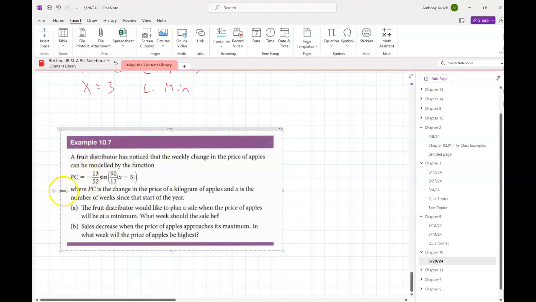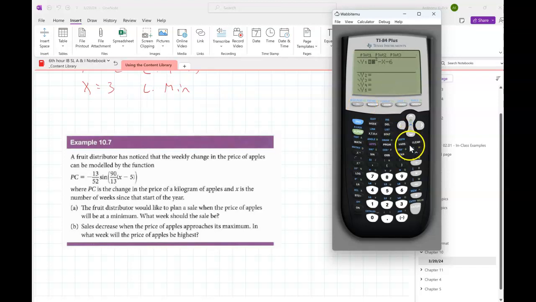So, this function here that we're given gives the weekly change in price of apples. So it'd be like dollars per pound, right? It's a derivative. It says change. That's a good derivative keyword. So what we can do is graph this thing and just use our calculator to do the analysis for us. Hey, that sounds pretty good to me because solving that equal to zero, ooh, Billy, I don't like the sound of that.